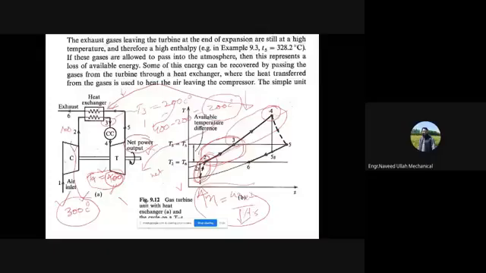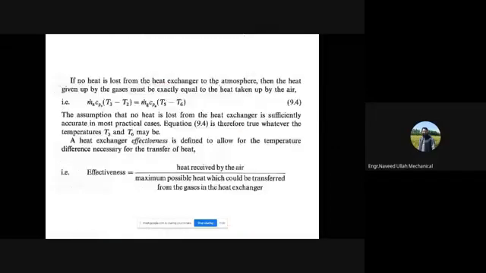So the heat supply is decreased. As a result, this efficiency is also increased. So this way, if you look at this, ये यहाँ पे यही चीजें बताई गई हैं. अच्छा, एक और चीज है इफेक्टिवनेस ऑफ द हीट एक्सचेंजर.